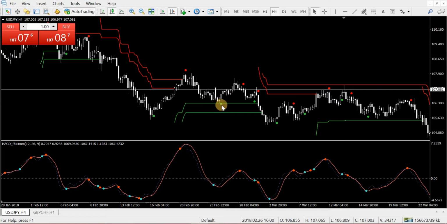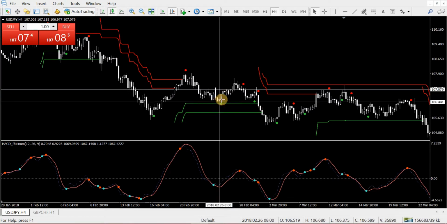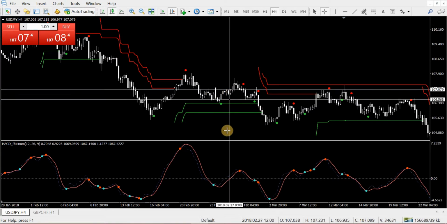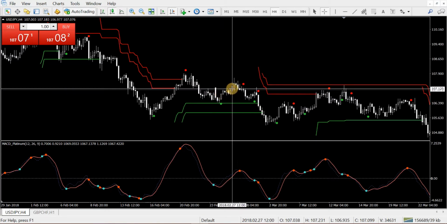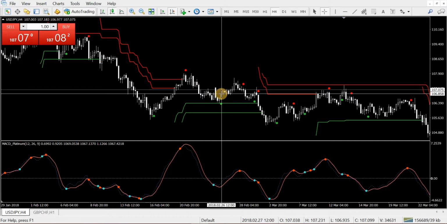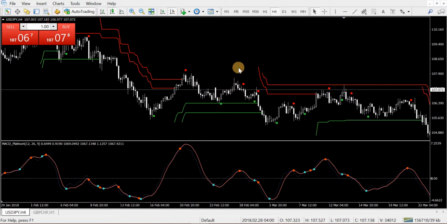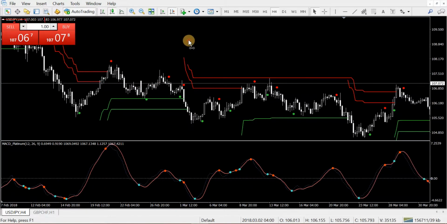So in this case here, that buy took it here, you wouldn't get very far. The MACD platinum through the zero level. You could have made a few pips, you'd probably get 30 or 40 pips on the 4-hour chart.